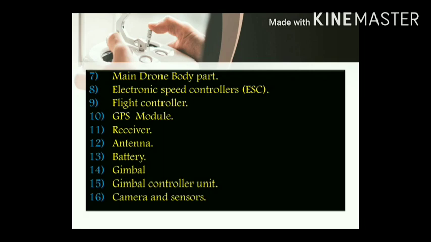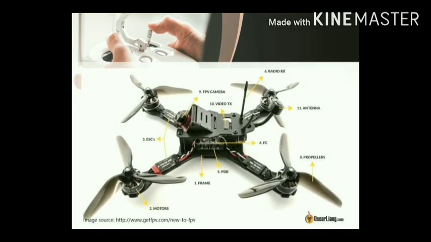Tenth one is the GPS module. GPS stands for Global Positioning System. It is an American standard which provides location and time information in all weather conditions, anywhere on or near the earth where there is an unobstructed line of sight to four or more GPS satellites. Receivers, antenna, battery, gimbal, and others are also components of drones. This is the image of the components of a drone.